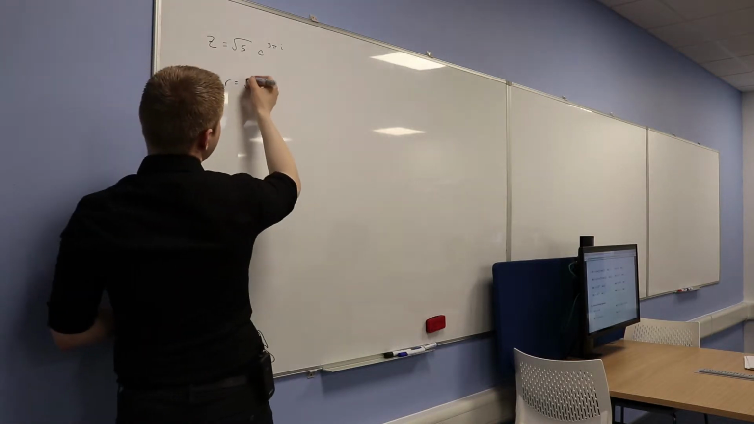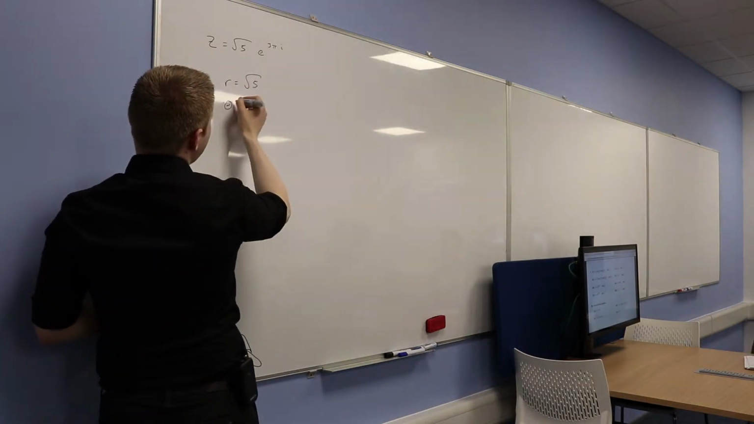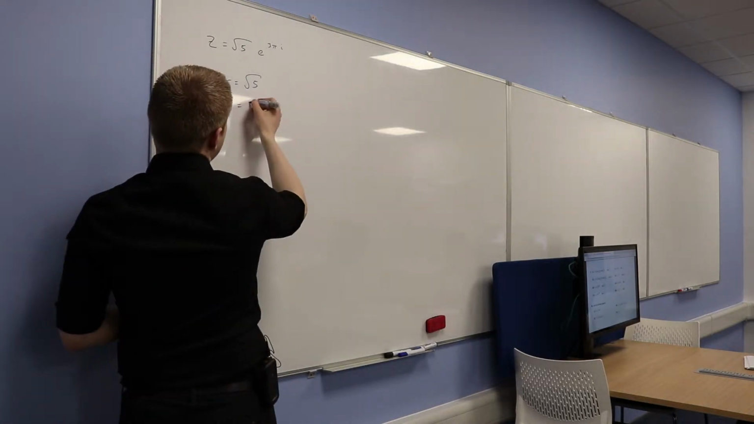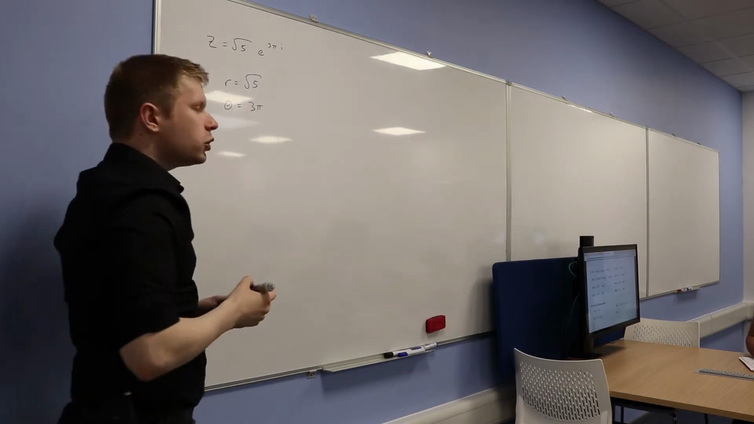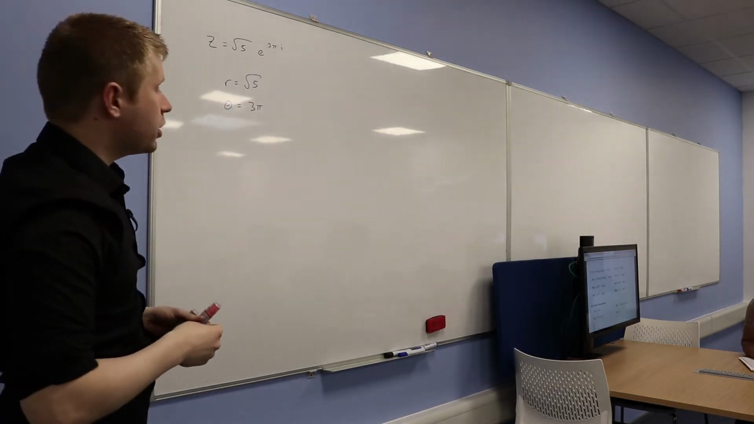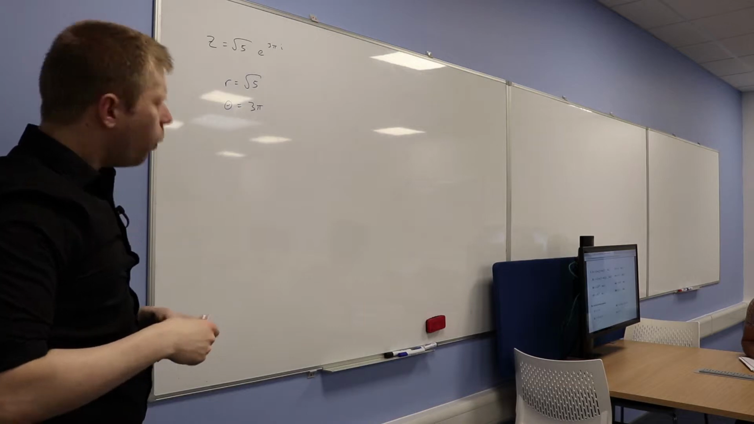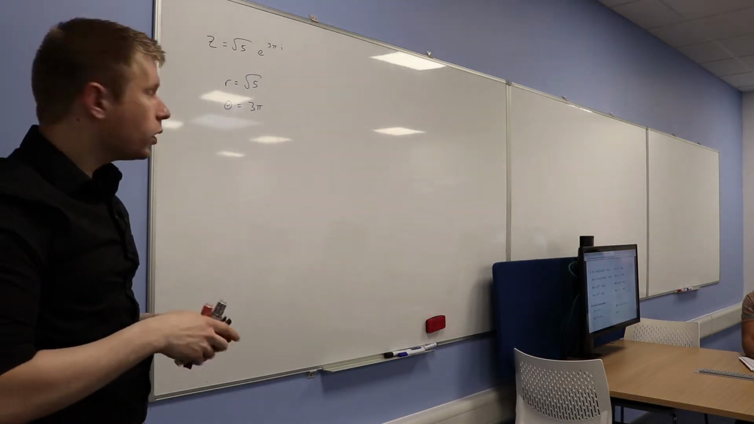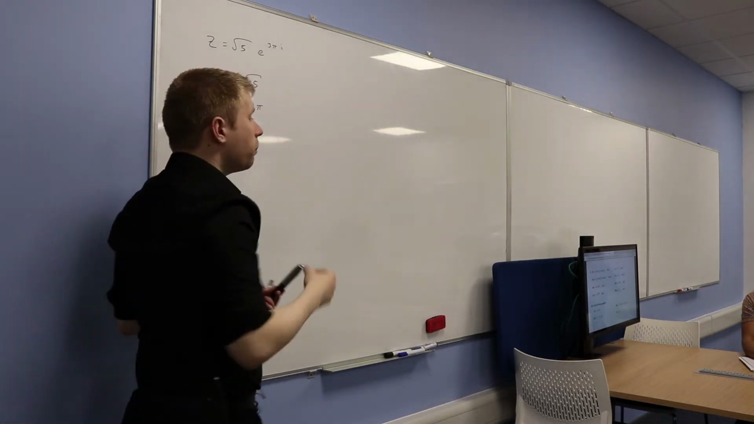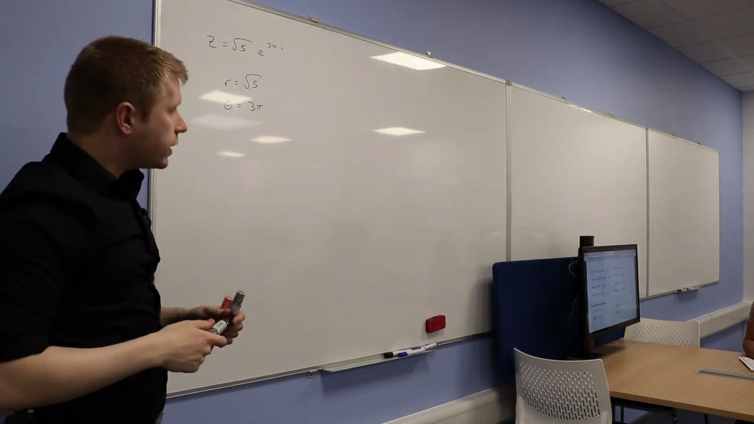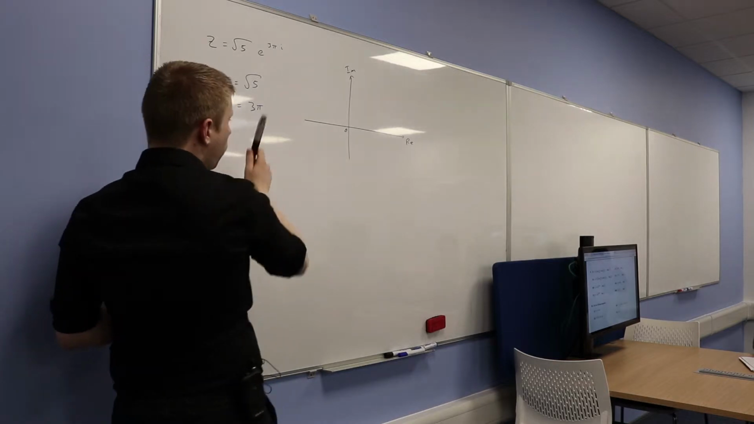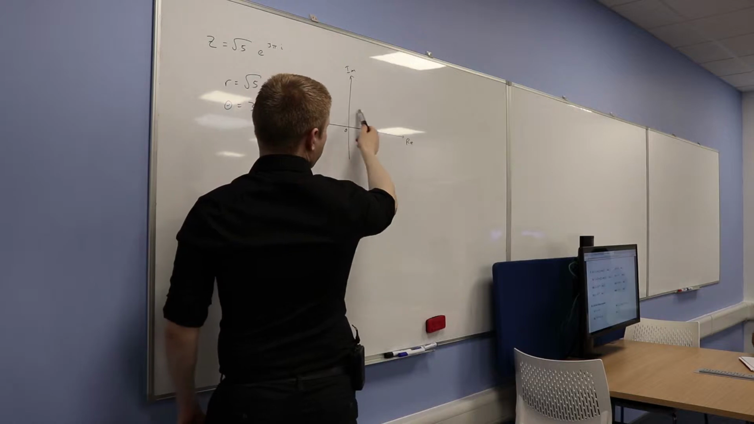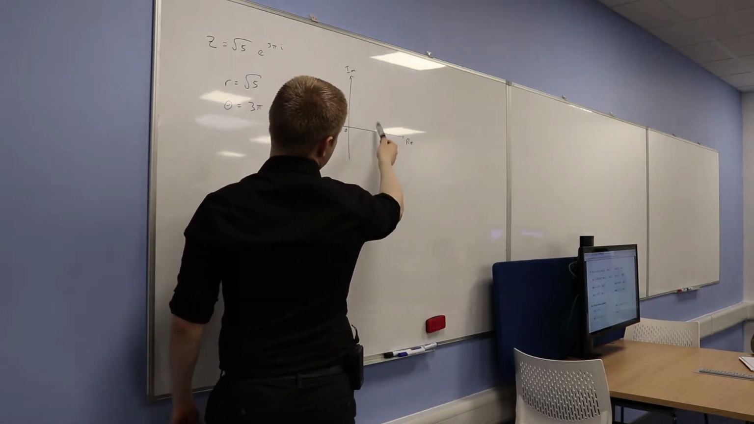Yep, root 5. And what would the argument be? 3 pi. Fantastic. In fact, if you wanted to sketch this on the complex plane, what would this look like? I mean, think about what 3 pi is. What does that actually mean? It means you've gone round once, twice, 3 times.